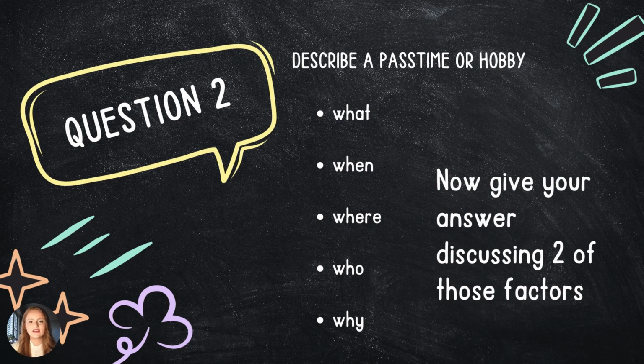What is the activity? When do you usually perform this activity? Where do you do it? Or where do you go for this activity? Who do you perform this activity with? And why do you like this activity? And again, you will choose 2 of those to discuss and develop. Now, give your answer.